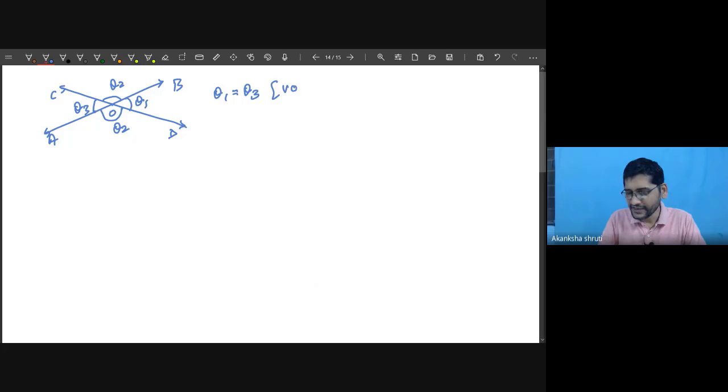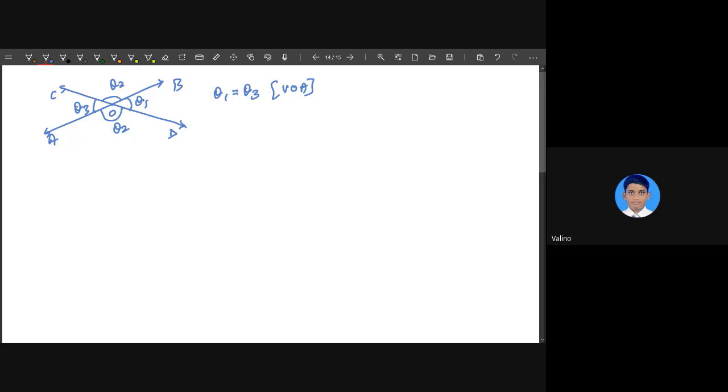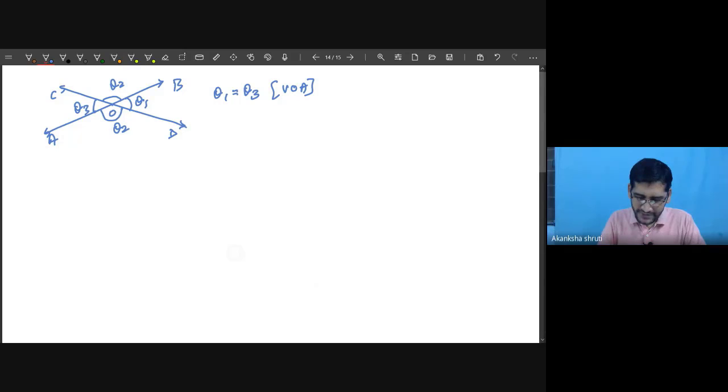Here, considering the straight line or straight angle or supplementary pair, we can prove that theta 1 is equal to what? Theta 3. This is called a vertically opposite angle. What is the other vertically opposite pair, student? Theta 2 is equal to theta 4. Good. So you have to always look for the opposite side, not any adjacent. So this is the other vertically opposite angle. So two vertically opposite pairs are there.